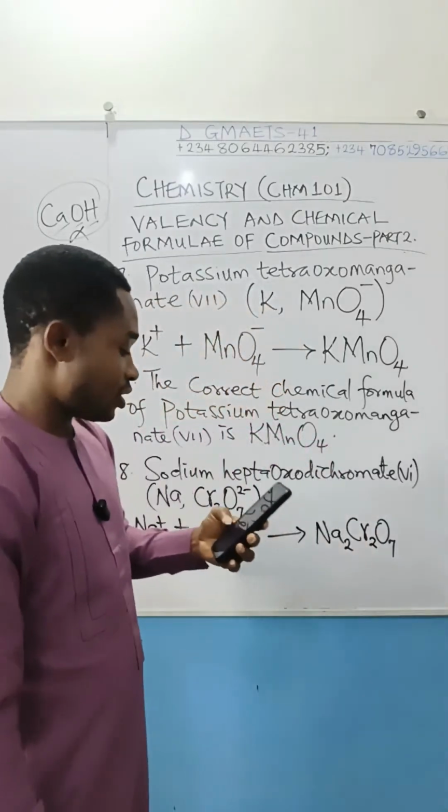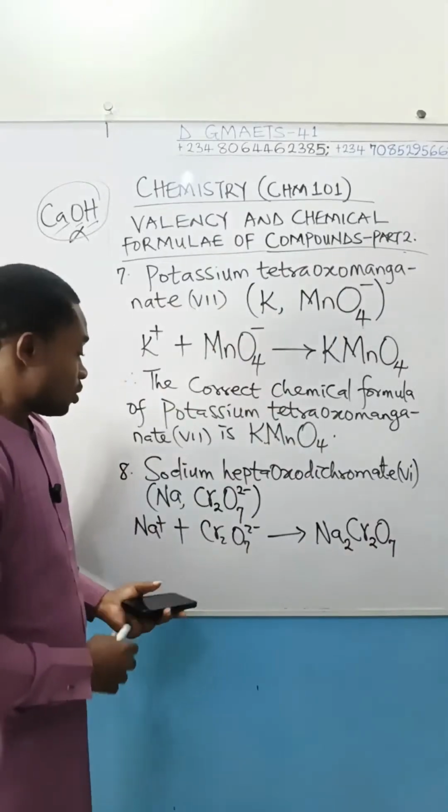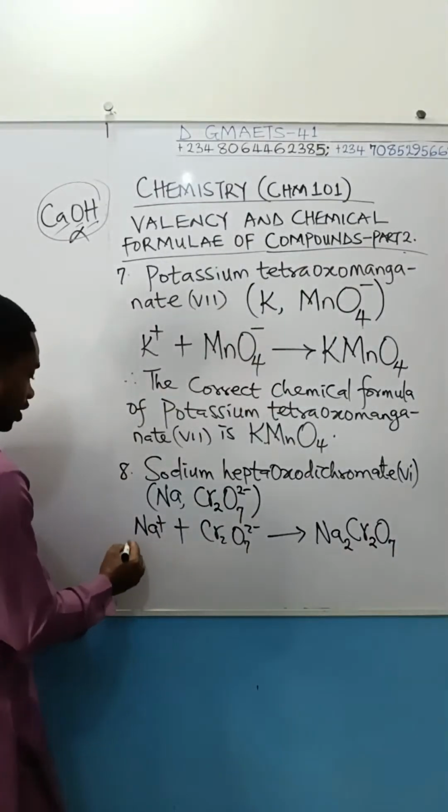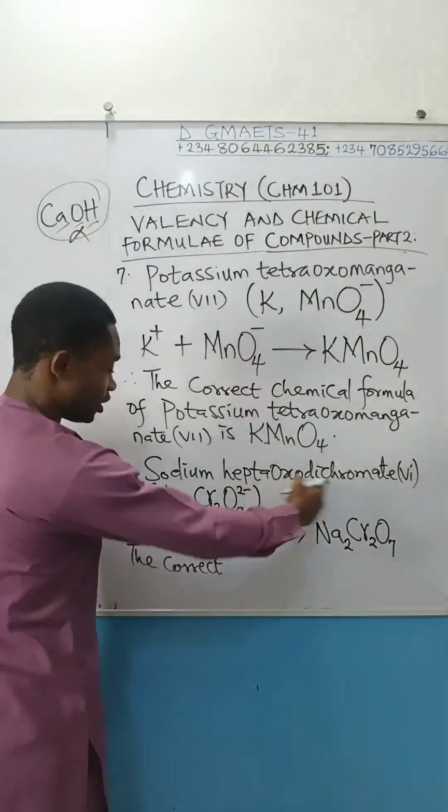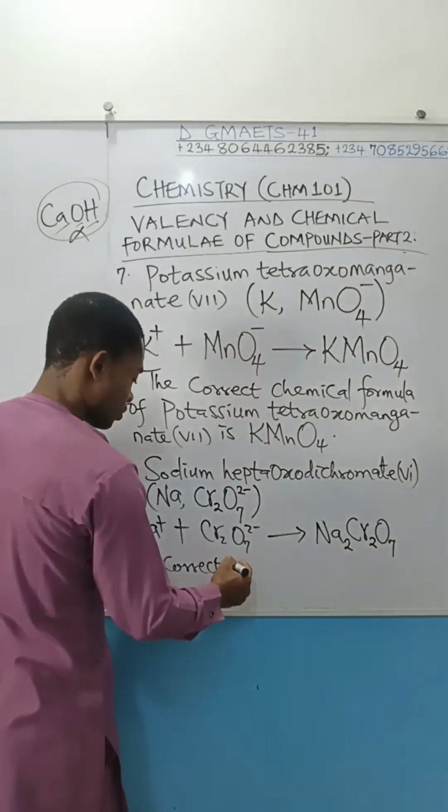All right, friends. Let's conclude this guide. The correct chemical formula of this sodium heptaoxodichromate 6.